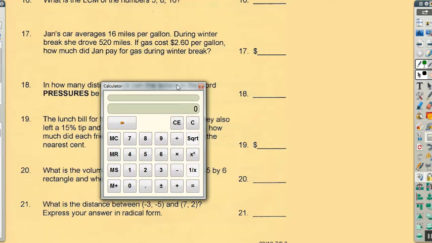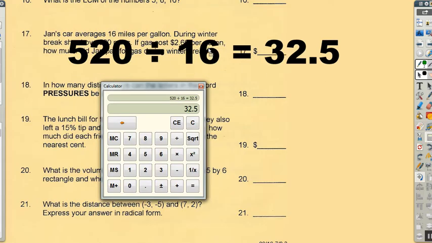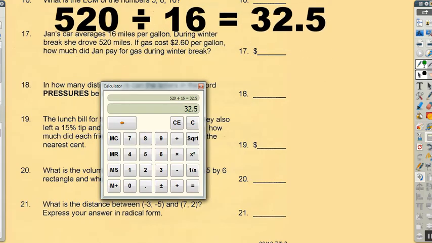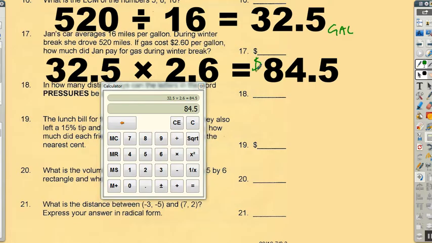So if we have 520 divided by 16, whoa, that's big. So that is how many gallons it's going to take. So then we're going to multiply that by $2.60. And so this is the cost of the gas. Simple.